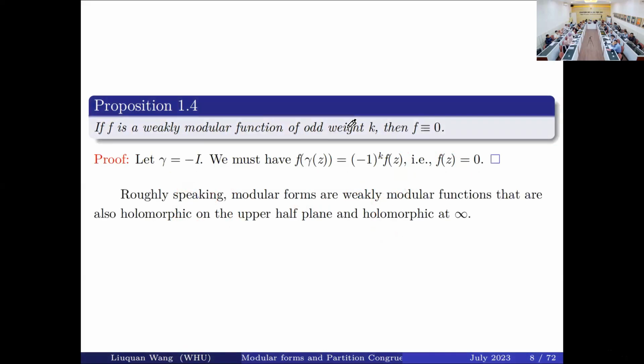And roughly speaking, modular forms are weakly modular functions that are also holomorphic on the upper half plane and holomorphic at infinity. Because for weakly modular functions, we just require f to be meromorphic. But later, when we define modular forms, we require the function f to be also holomorphic. So this is the difference.